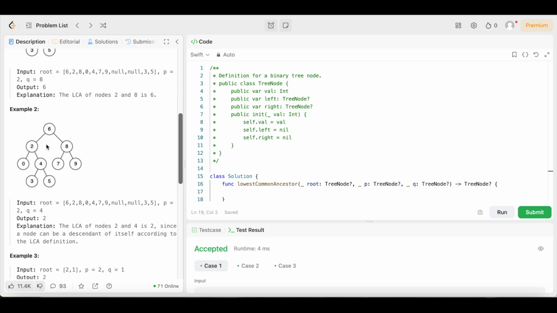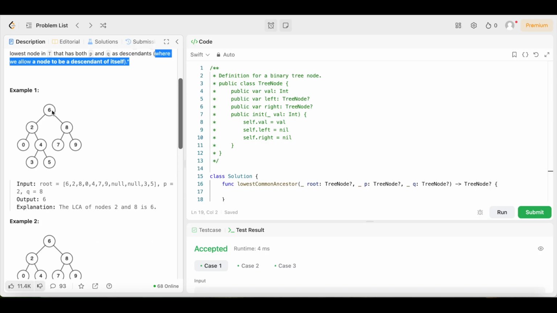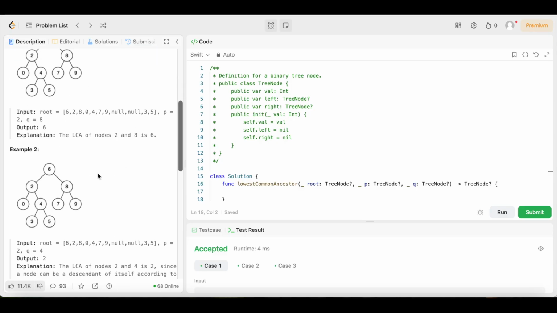And when they say the lowest node, as you can see, they're not necessarily talking about the value. They're talking about where it is on the binary tree. So as you can see, this 2 is the lowest ancestor, and up here 6 would be a common ancestor, even though it's the root. But down here 2 is the lowest ancestor because it's at a lower level, right, than 6. 6 is also a common ancestor, but 2 is lower than 6 in example 2.